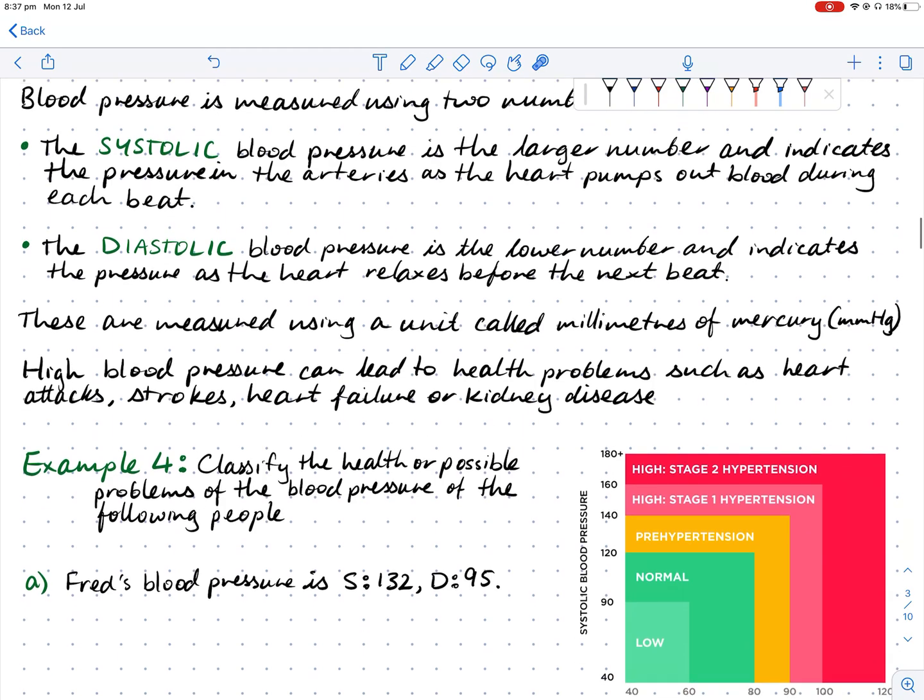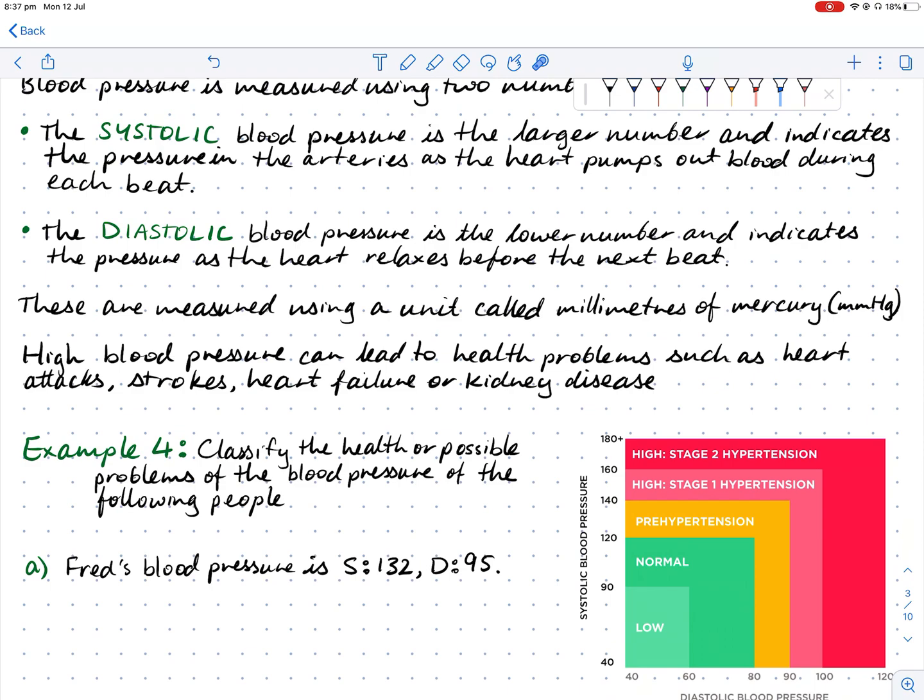The problem with blood pressure is if you've got very high blood pressure, it can lead to a lot of health problems. So that's why for a lot of older people, a doctor will always take blood pressure as part of a medical routine.